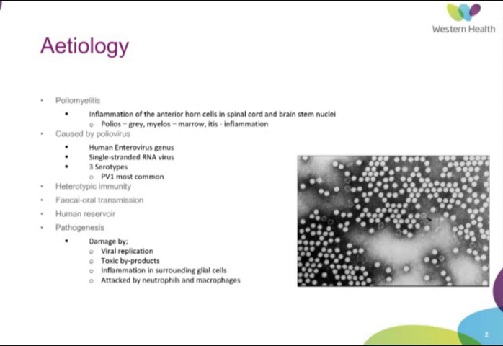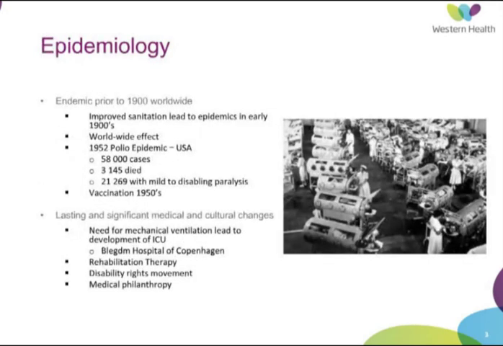So just quickly, epidemiology of it. Polio was endemic pretty much worldwide prior to the 1900s. Children were exposed at a very young age, so typically less than 6 months, and had very few clinical infections because of the passive immunity that was provided by the mother's early exposure and breast milk.